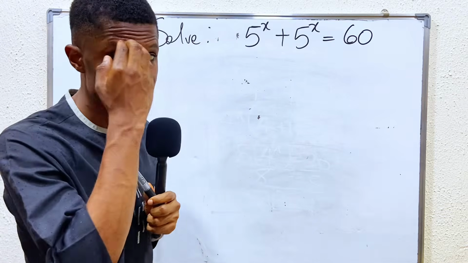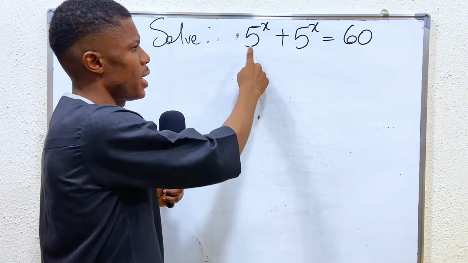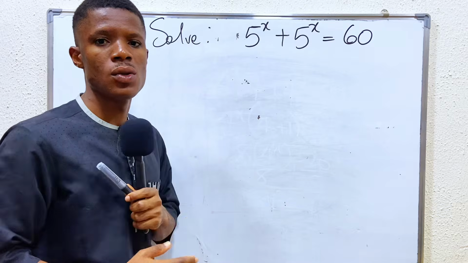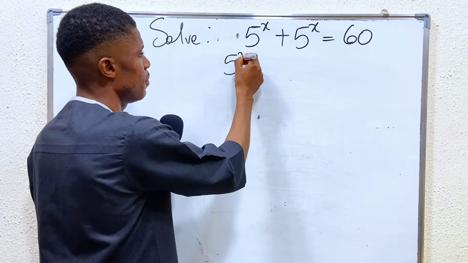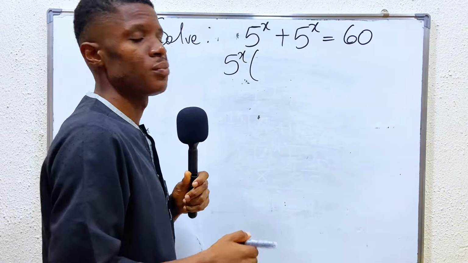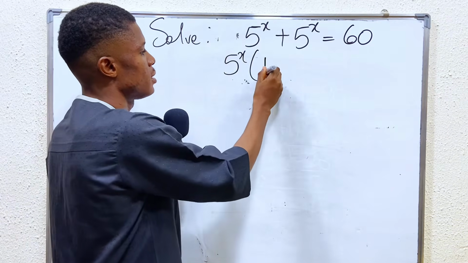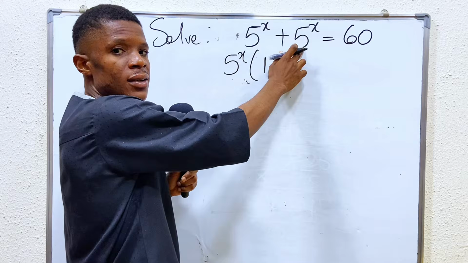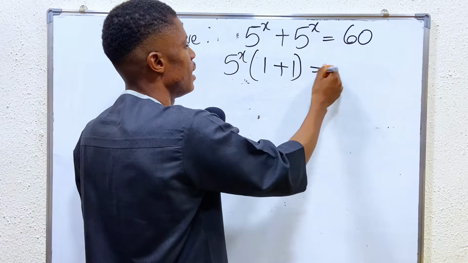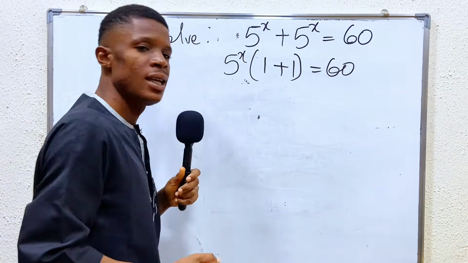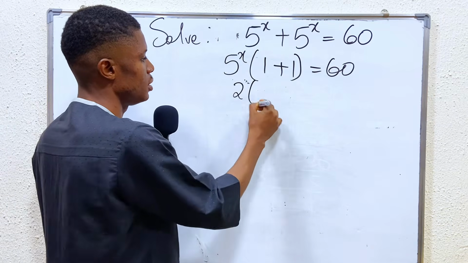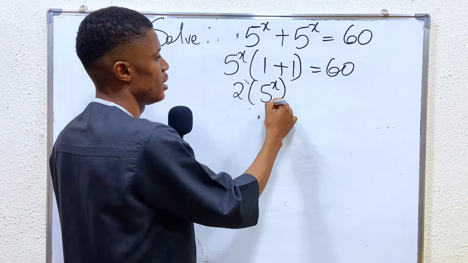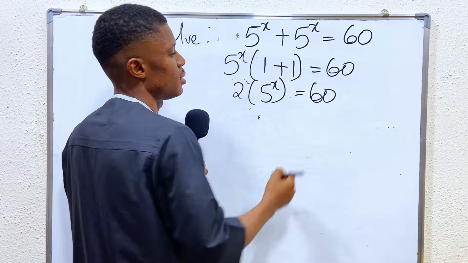So what do we observe in the left-hand side? We have 5^x, we have 5^x. So here we can factor out 5^x. If you factor out 5^x here, you are left with what? 5^x divided by 5^x is 1, and 5^x divided by another 5^x is 1, and that's 60. Then 1 plus 1 is 2, right? So we have 2 times 5^x equals 60.